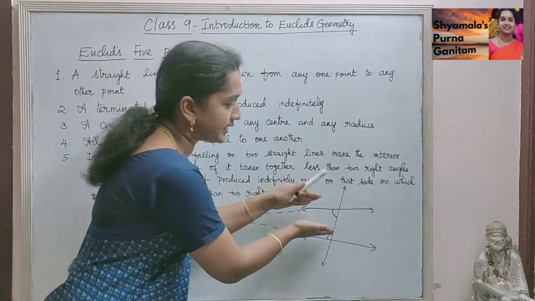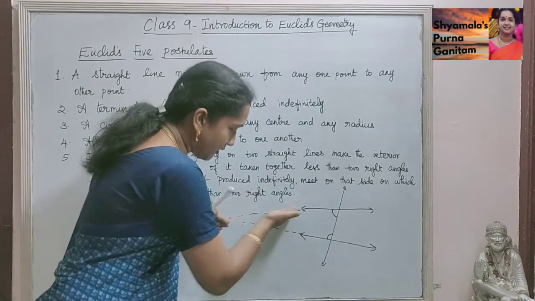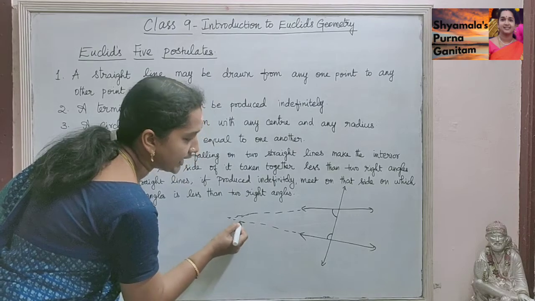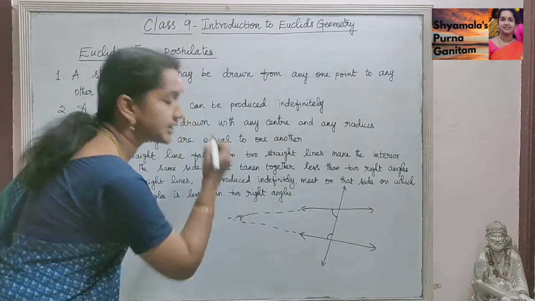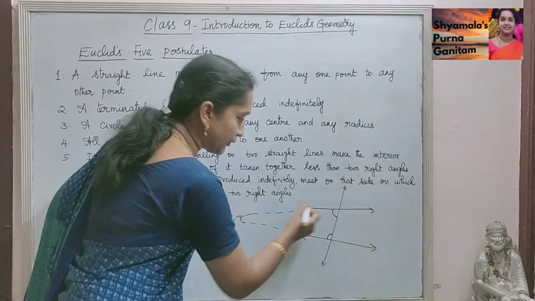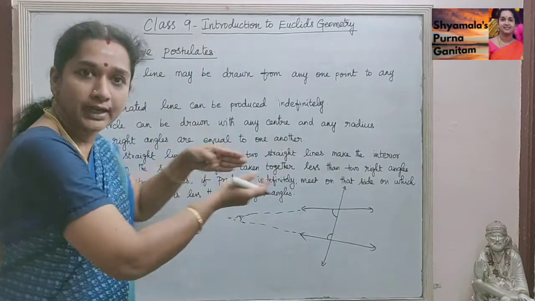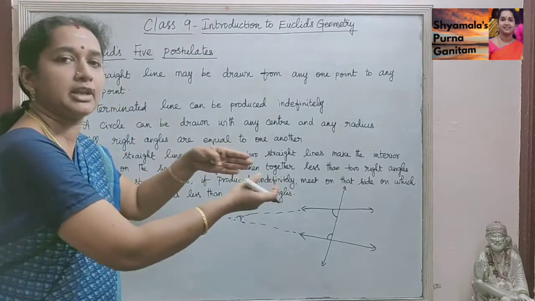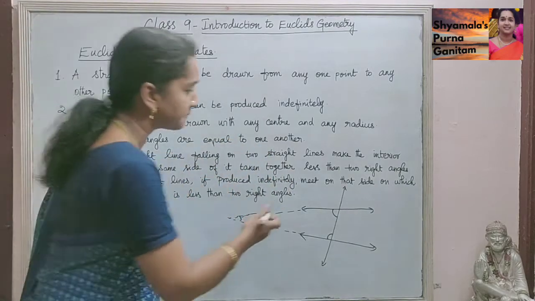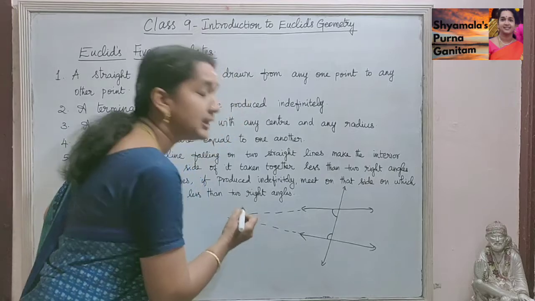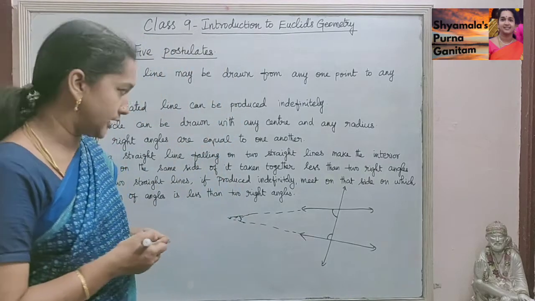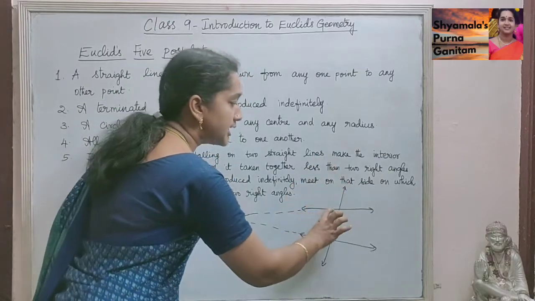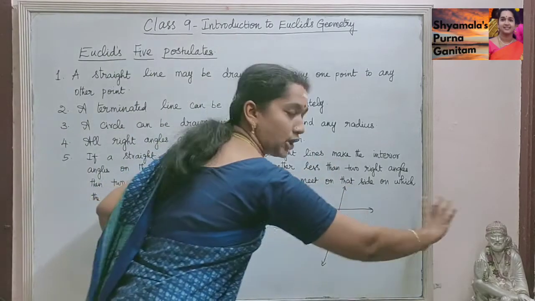when we are extending these two sides, at some point definitely they will meet. That is this postulate. When you are extending the lines indefinitely, definitely they will meet at one point, on that side on which the sum is less than 180 degrees. So on this side only it will meet. It won't meet on the other side.